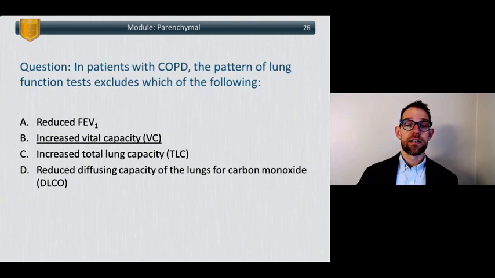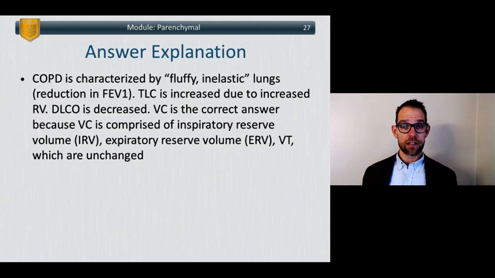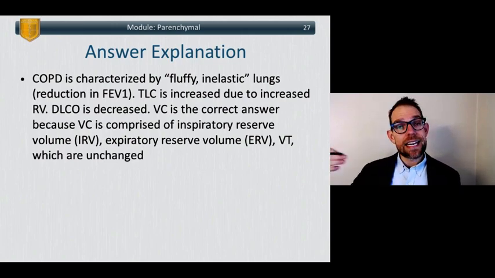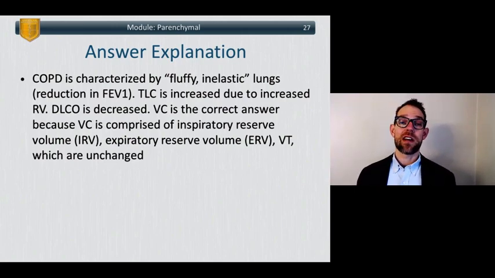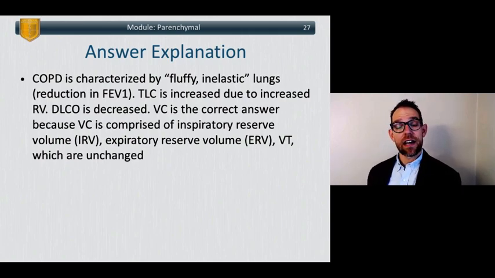And the answer here is B, increased vital capacity. So again, we've got these fluffy, inelastic lungs when we have a patient that has COPD. So FEV1 is decreased. We do see an increased total lung capacity, but that is largely due to residual volume. DLCO is decreased in these patients, and the lower it is, the worse the patient's prognosis is.